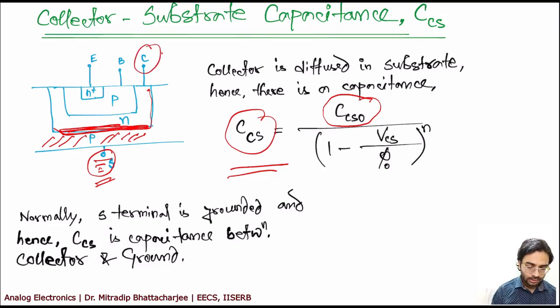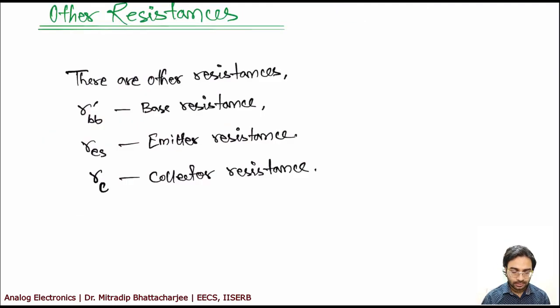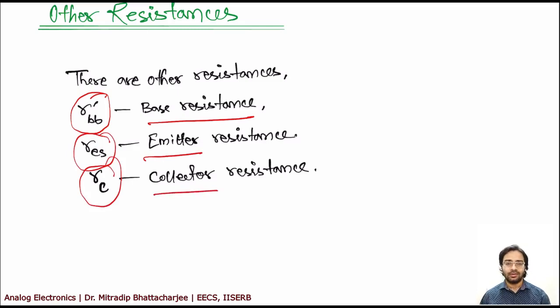Now if you look at this structure, you will find that each of these areas, emitter, base and collector, will have their own resistances as well. It must show some resistance, right? So these resistance values are RBB dash for base, RE for emitter and RC for collector. These are not very important, but it is better to have an idea about this. So these are the three resistances that we will also consider.